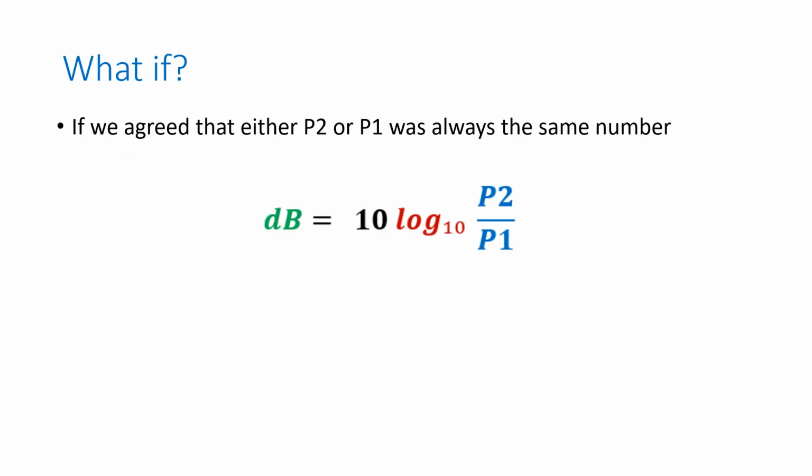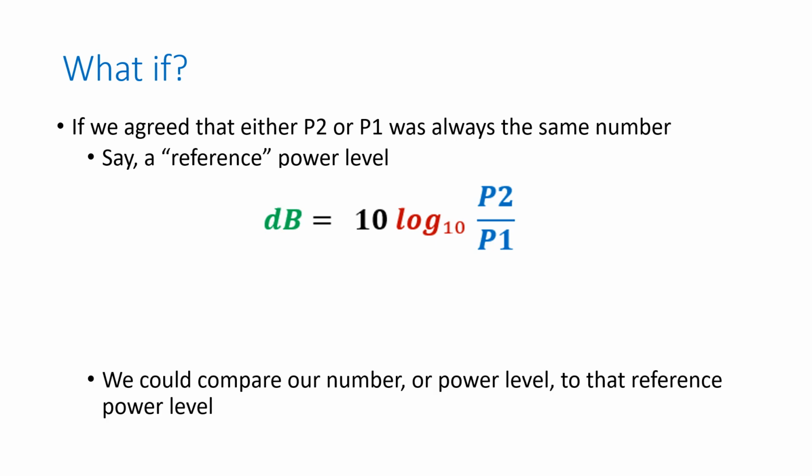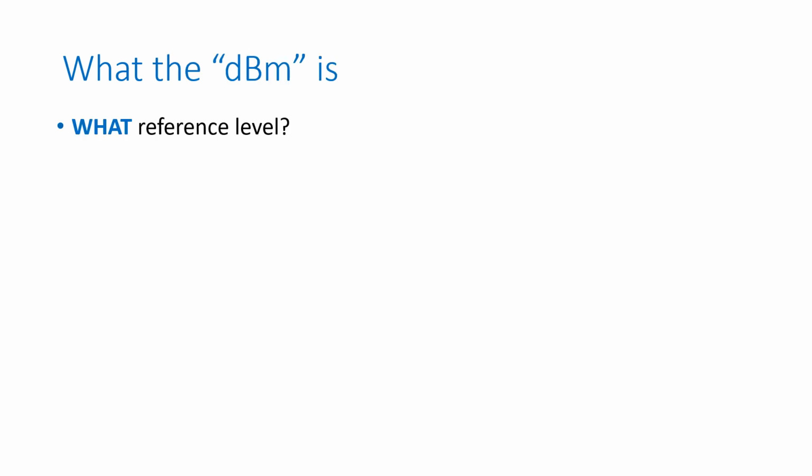Let's say we agree that we're always going to make P1 or P2 the same number, like a reference power level. If we did that, we could take a wattmeter reading and compare our reading to the reference and express our reading as a number of dB above or below the reference level. There are times when this is really convenient. Problem is, what reference level?